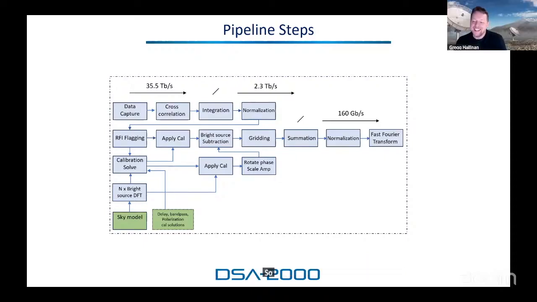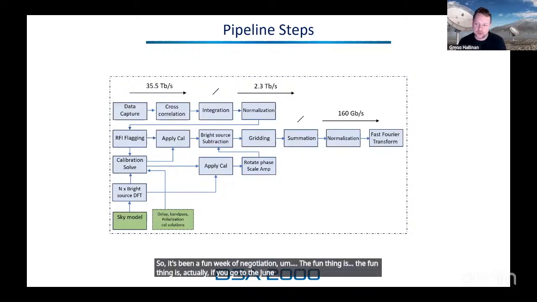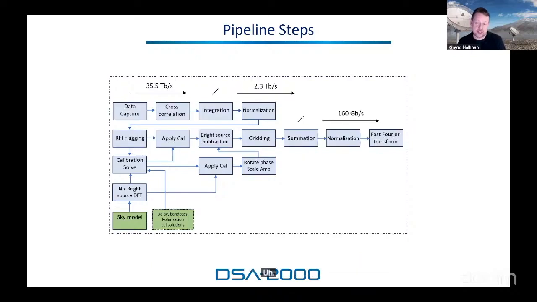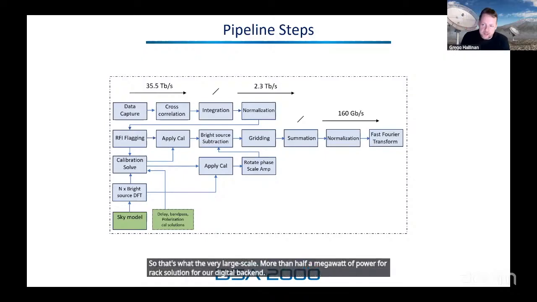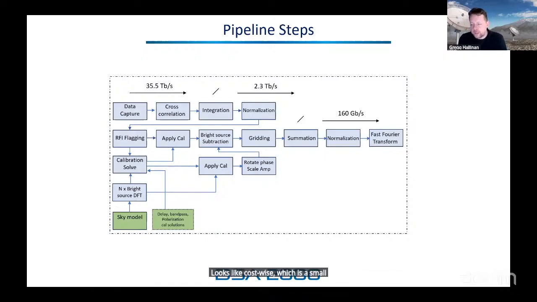So it's been a fun week of negotiation. The fun thing is, if you go to the June keynote from Jensen Huang, he actually mentions a cost for the NVL 72 system of $3 million. So we expect a cost of order about $10 million for 4 by NVL 144. That's what the very large scale, more than 0.5 megawatt of power 4-rack solution for our digital backend looks like cost-wise, which is a small fraction of the project actually.